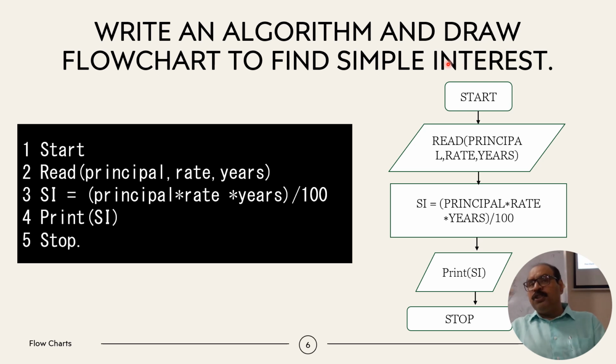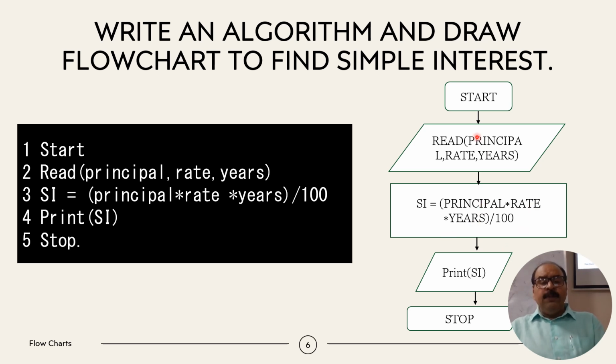Flowchart means we have to put these things in order, and there should be a flow. We have start here, we begin the program, it is a rounded ellipse. Then in a parallelogram, we are reading, taking input, we are getting the values of principal, rate and years. In the rectangle box, we are calculating the simple interest. SI is equal to principal into rate into years by 100.